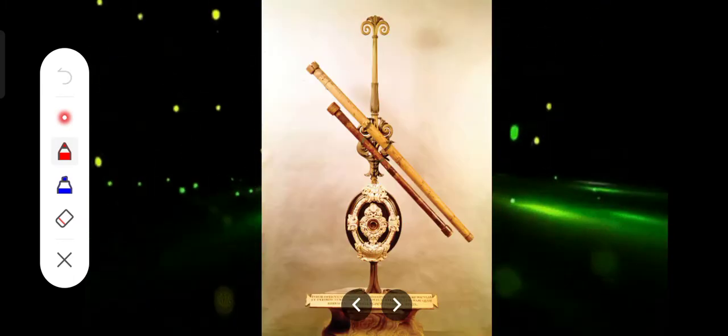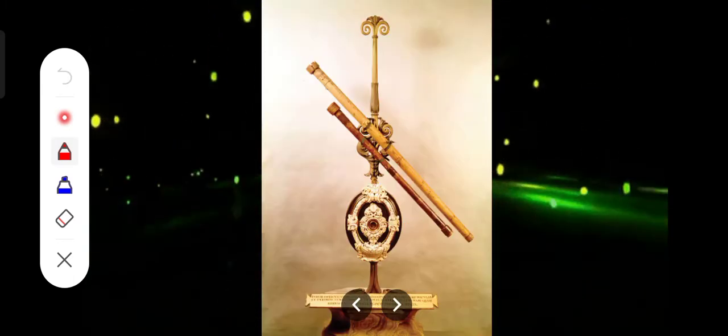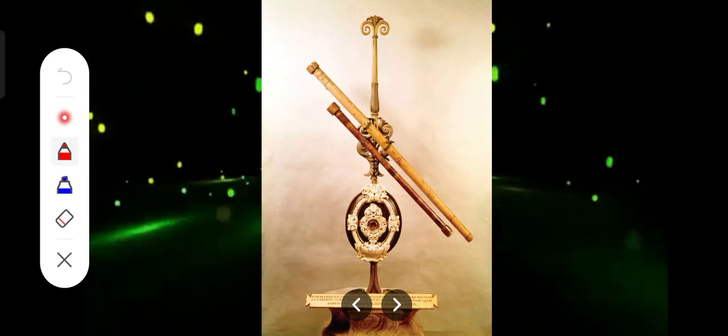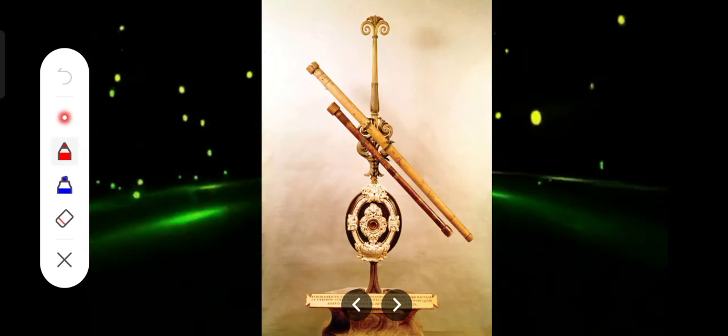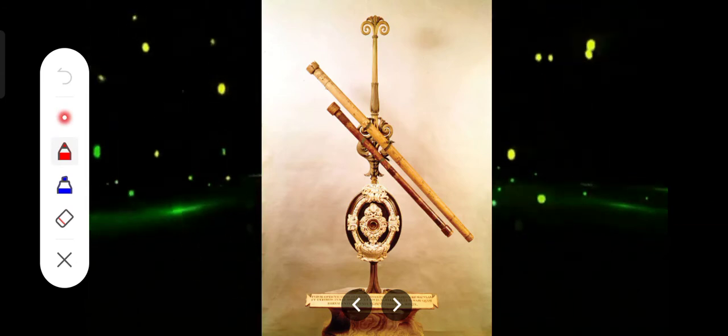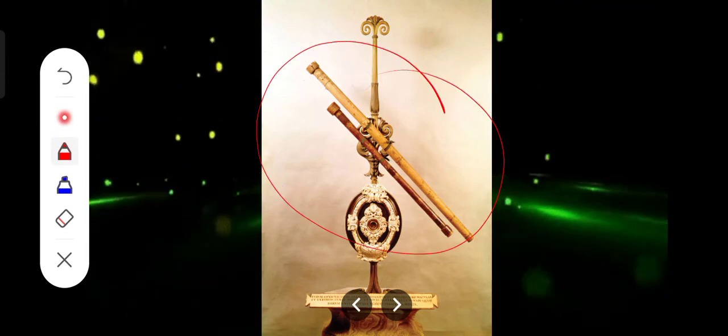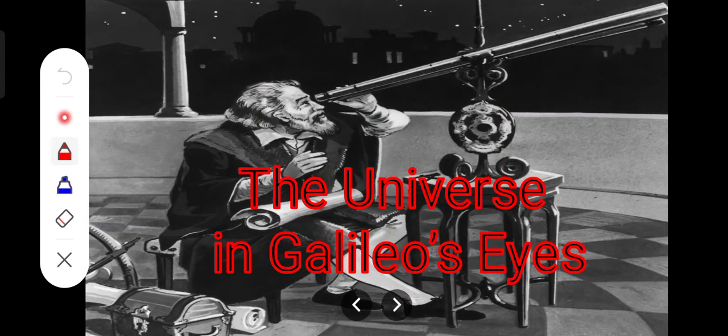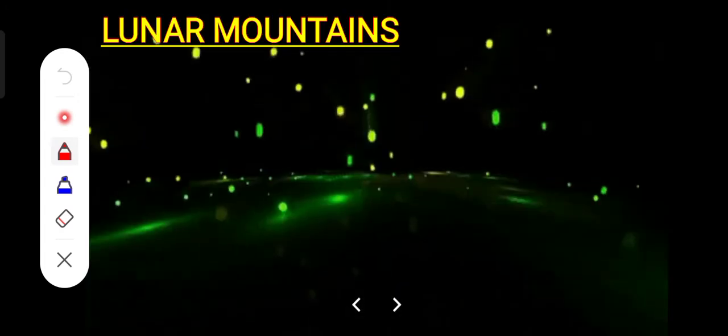So this one is a sample of the telescope used by Galileo to observe the astronomical phenomena in 1609. See, it's just as simple as that. So let's see what the universe is in the eyes of Galileo. What are the different observations and discoveries of Galileo by using the telescope?